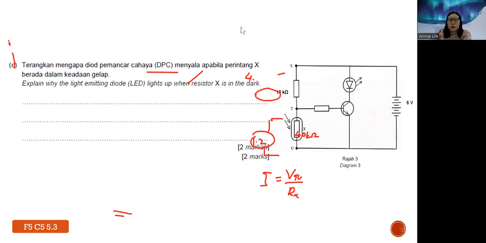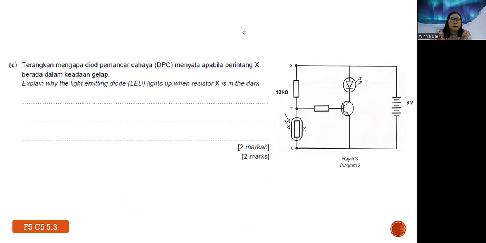Okay, then move on to the next question. C. Explain why the light emitting diode, LED, lights up when the resistor X is in the dark. Okay, so this is the idea for the automatic switch concept under transistor.